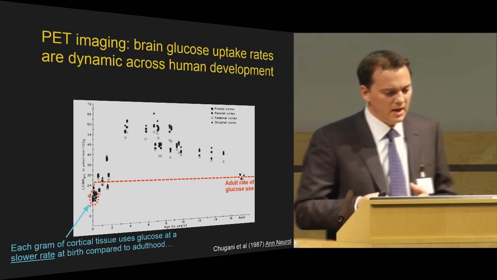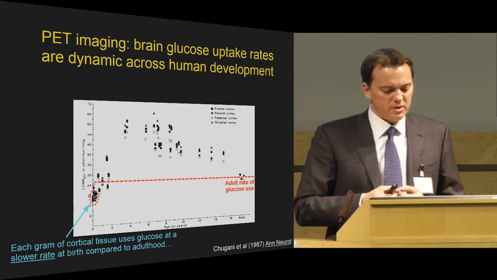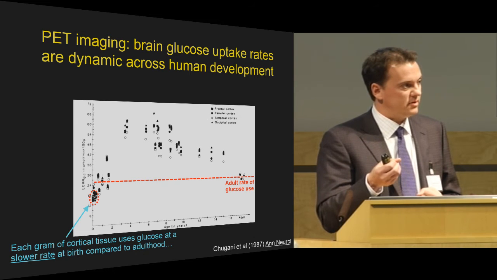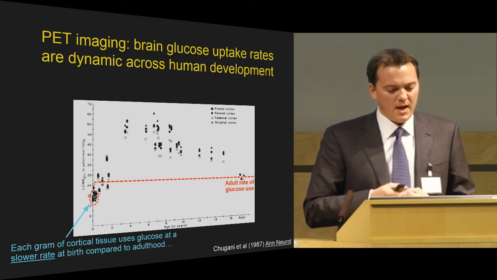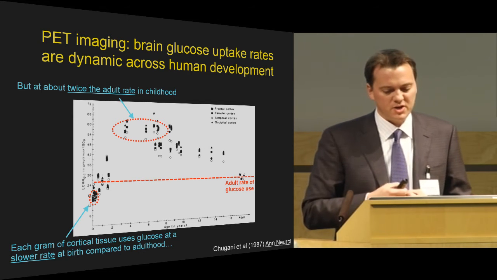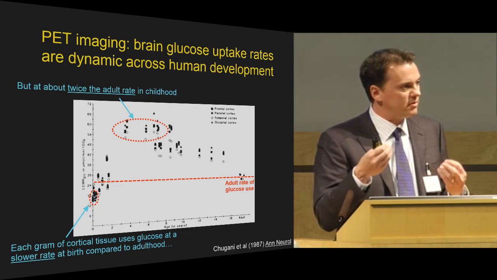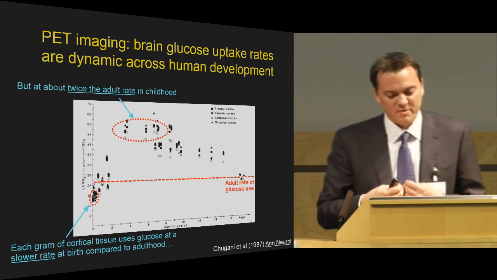I put a red line through there for comparison. And what you see is that each gram of brain, and this is cortical, uses glucose at a slower rate than the adult at birth, and that it actually increases a lot to about twice that level in childhood, and then it gradually declines, right? So there's a lot of dynamics in the rate of glucose uptake per unit gram of brain.